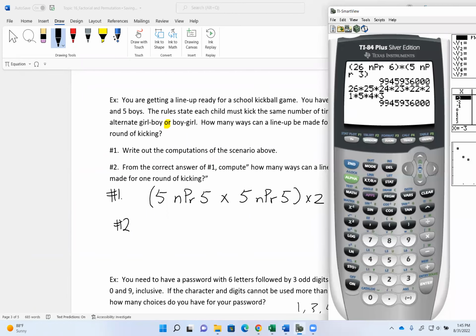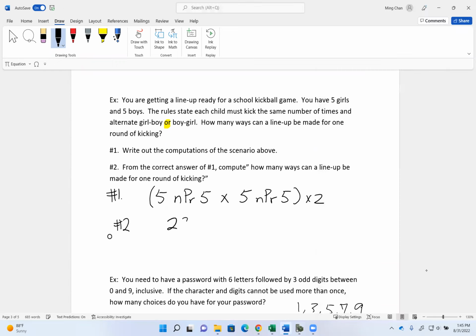So this one is a bit tricky, right? This is 5 choosing 5 already inside the parenthesis. So I'm gonna just type in exactly what I see. 5 choosing 5 times 5 choosing 5, close parenthesis, then times by 2, right? There you go. 28,800 different ways. So there are 28,800 ways we can line up for just one round of kicking.